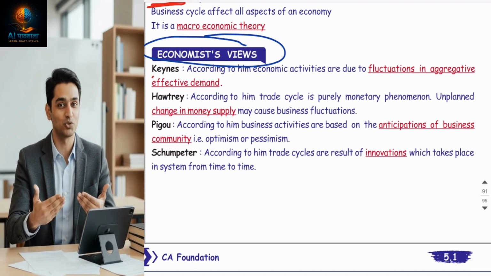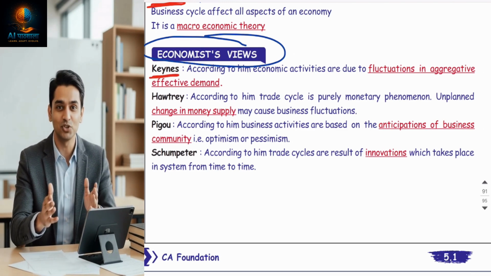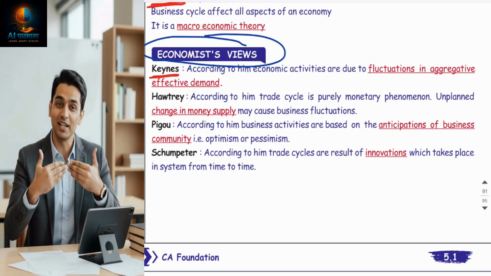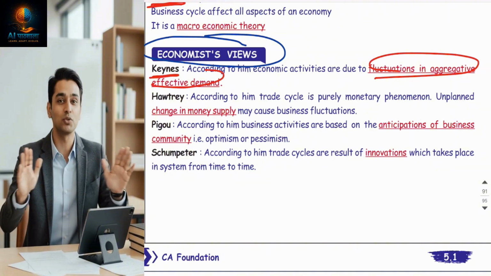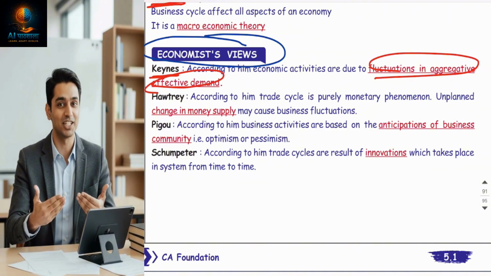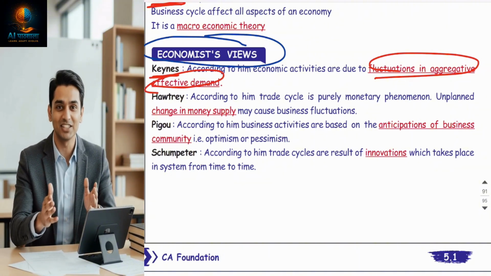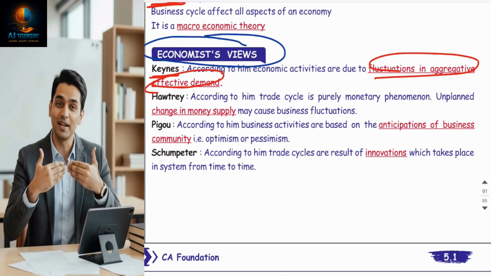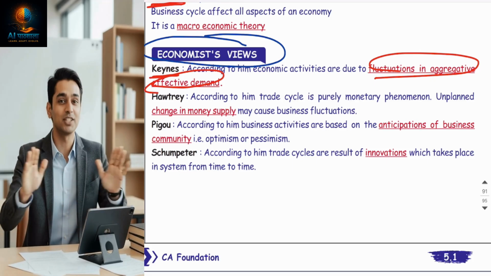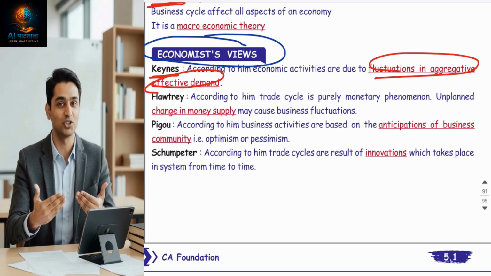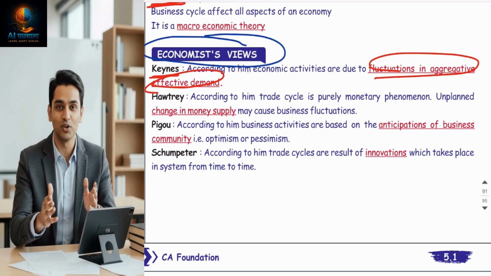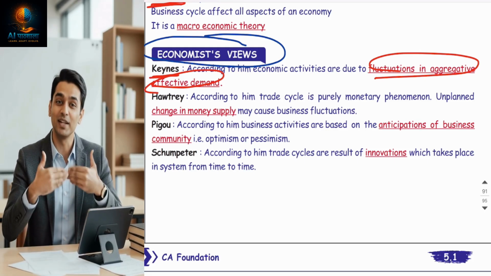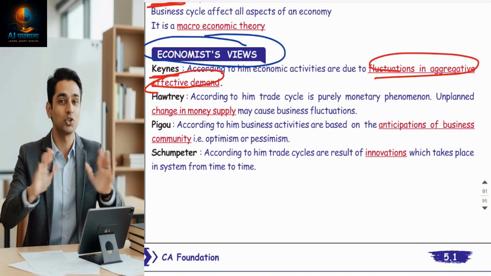The first economist is Professor Keynes. According to him, fluctuation happens due to changes in aggregate effective demand. Guys, Keynes says the ups and downs in the economy, contraction and expansion, take place due to change in demand. And that is a fact also, guys, because the entire country is running on the basis of aggregate demand. Aggregate demand means it is the total demand for all the goods by all the population in the country.